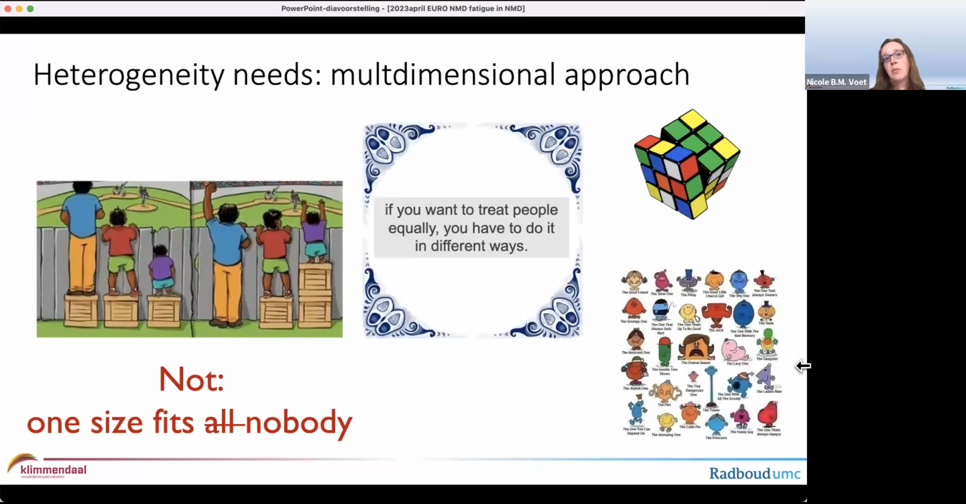So a multidimensional approach for heterogeneity needs in patients with NMD, because they are all different from each other, just like the Rubik's Cube, and not one size fits all. If you want to treat people equally, you have to do it in different ways. Just take a look at the three humans at the left side.